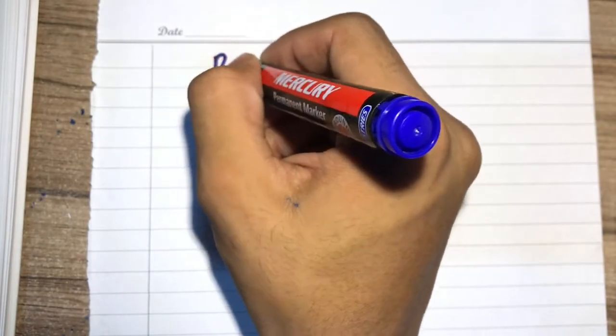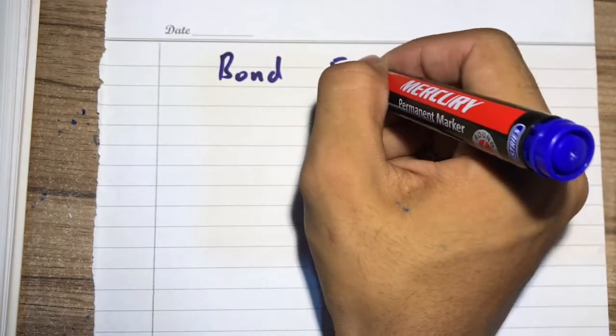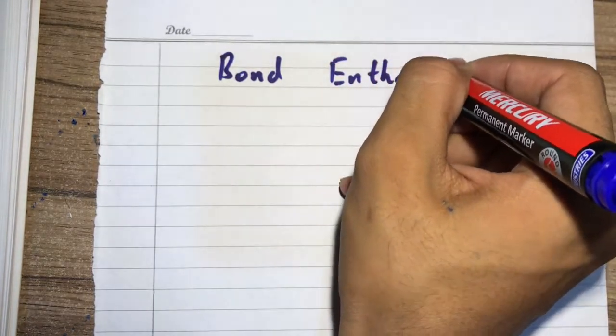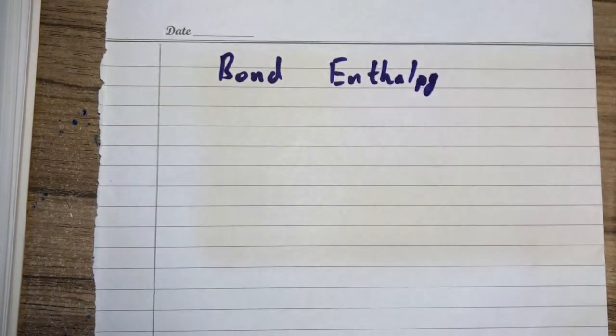Next are the numericals using bond enthalpy values. Bond enthalpy values are basically the minimum amount of energy required to break 1 mole of a particular covalent bond into gaseous atoms. That is the bond enthalpy or the bond energy.